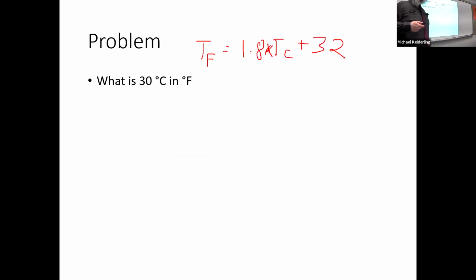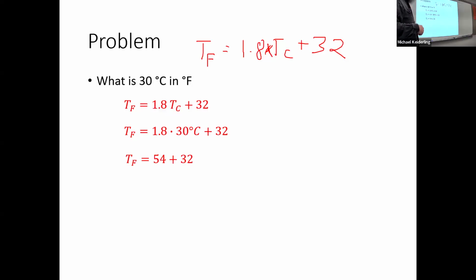So, for example, what is 30 degrees Celsius in Fahrenheit? Temperature in Fahrenheit is 1.8 times temperature in Celsius plus 32. So 1.8 times 30 degrees Celsius plus 32 is 54 plus 32. That is 86 degrees Fahrenheit.